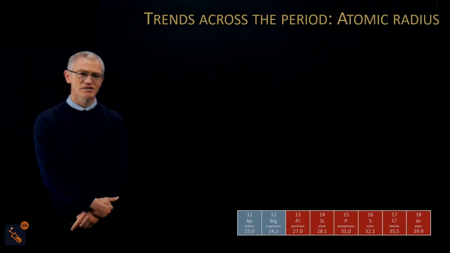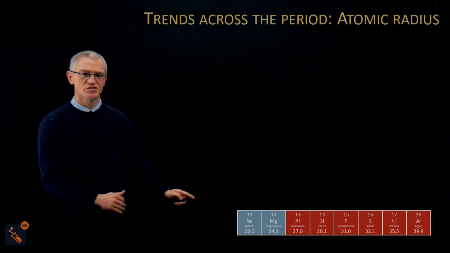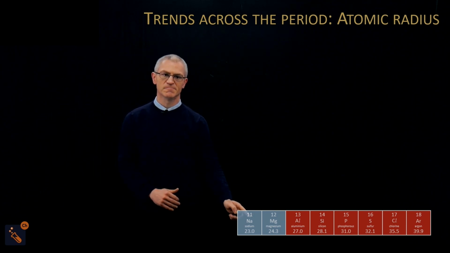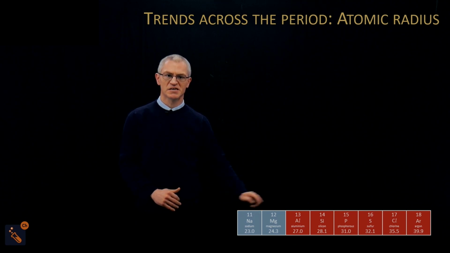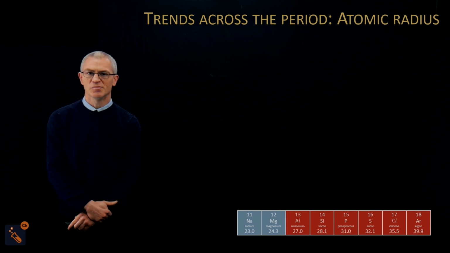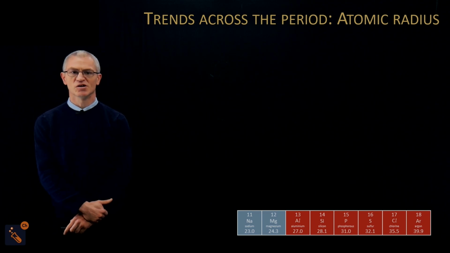Now, atomic radius. Now, if we pick a period, and we've got period 3 here, we're going to talk about period 3 quite a lot during this video. And you can see period 3 consists of S block and a P. Okay, so an S block and a P. And I'd recommend you have a periodic table in front of you whilst you're watching this video.